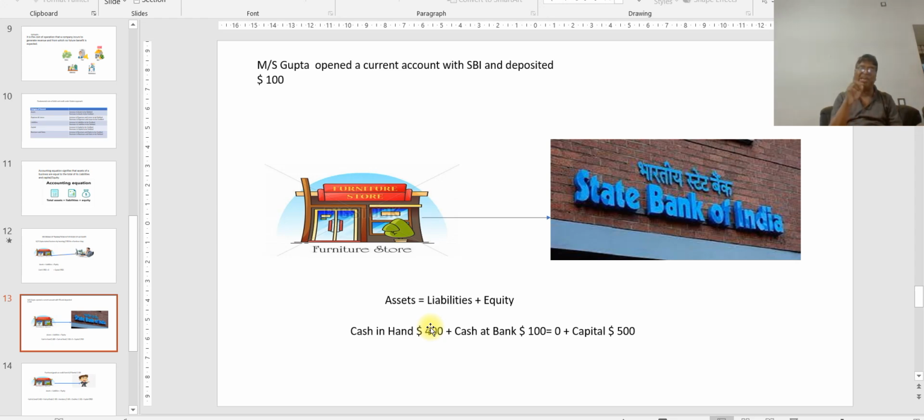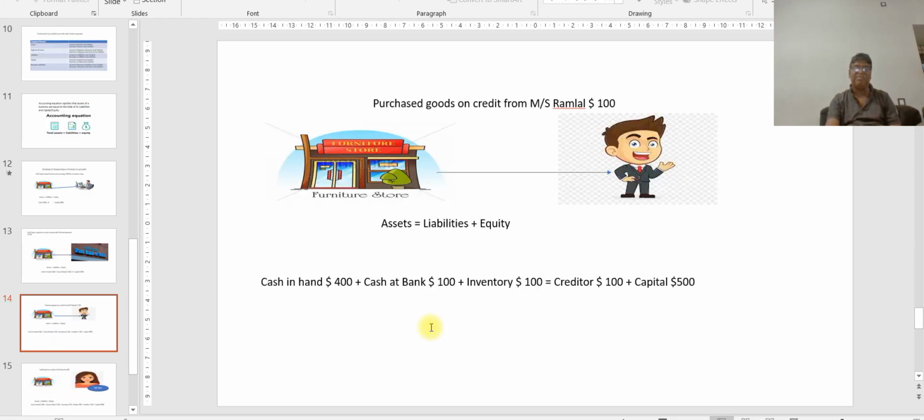Then Messrs. Gupta opened a current account with SBI and deposited $100. When Messrs. Gupta deposited $100, cash in hand will be reduced by $100. Decrease in assets should be credited, that means it will be deducted from cash in hand. Then cash at bank, an increase in asset, that is, our deposit in the bank will be increased by $100. So cash in hand, one asset decreases, cash at bank, one asset increases by the same amount, that is $100, but liability and equity remain the same.